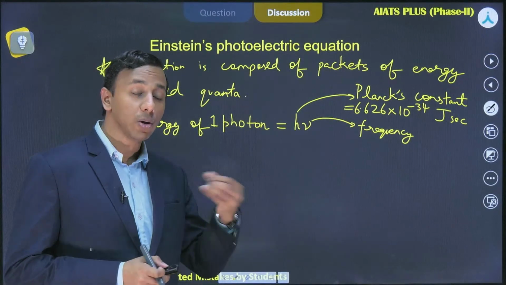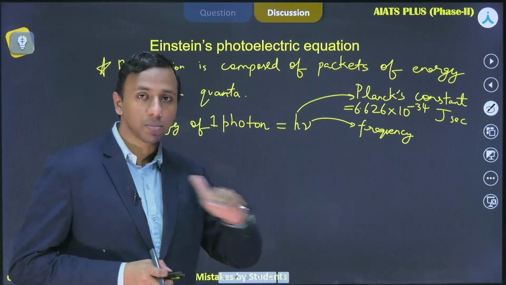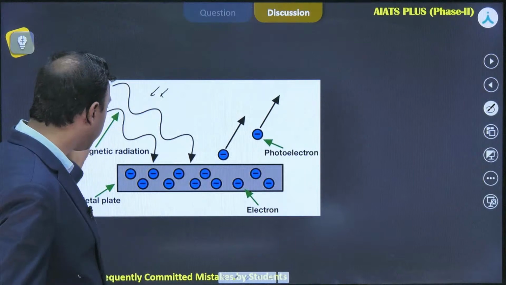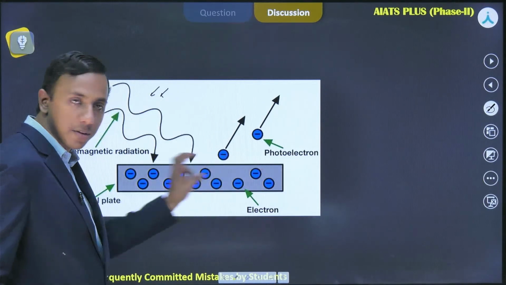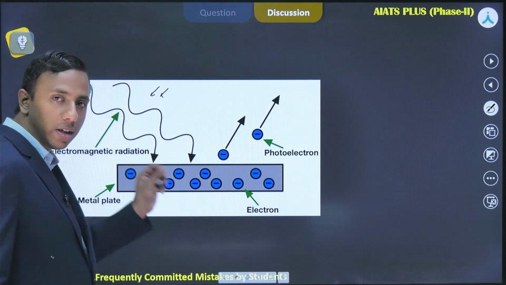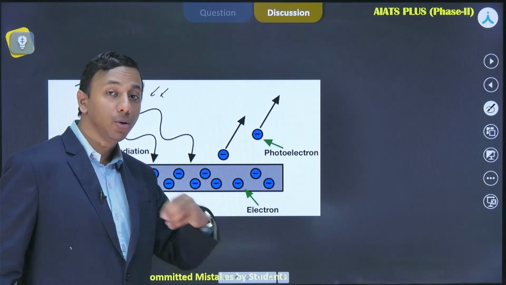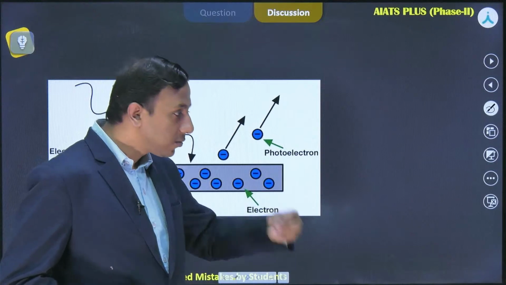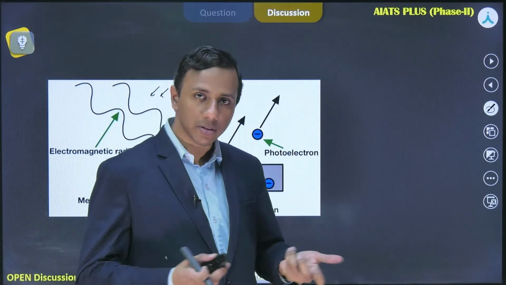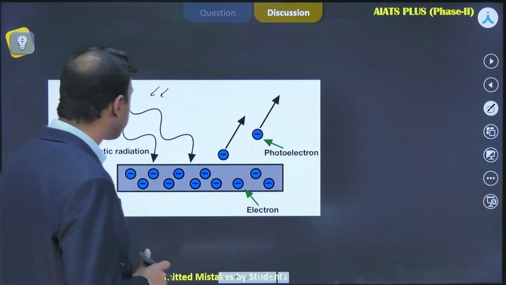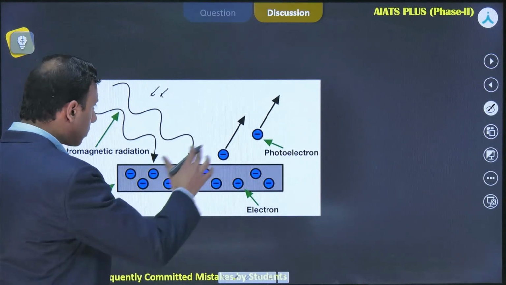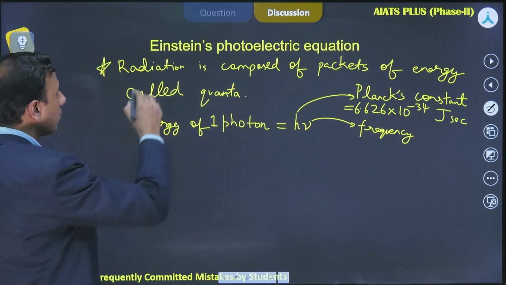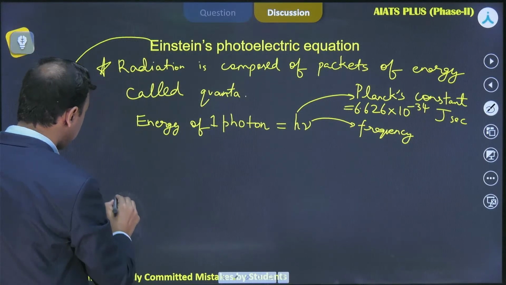So what are these photons going to do when they fall on this metal surface? If you see, the metal surface is filled with electrons. So these packets or quanta will try to knock out these electrons, and then these electrons will be emitted from the surface, isn't it? They will be emitted. So we can write the photoelectric equation.